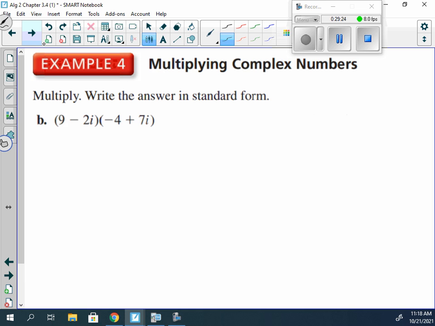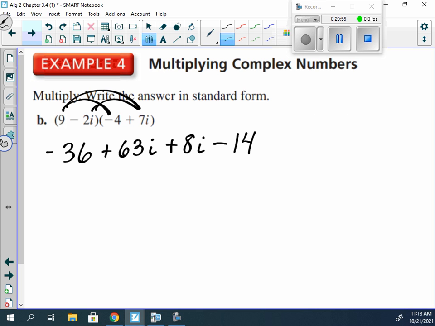Now we could do this by hand, and we would distribute the 9 and distribute the negative 2i like we've done with our binomials, multiplying two binomials together. 9 times negative 4 would be negative 36. 9 times 7i would be plus 63i. Negative 2i times negative 4 would be plus 8i. And lastly, negative 2i times 7i. Negative 2 times 7 would be negative 14. i times i is i squared.